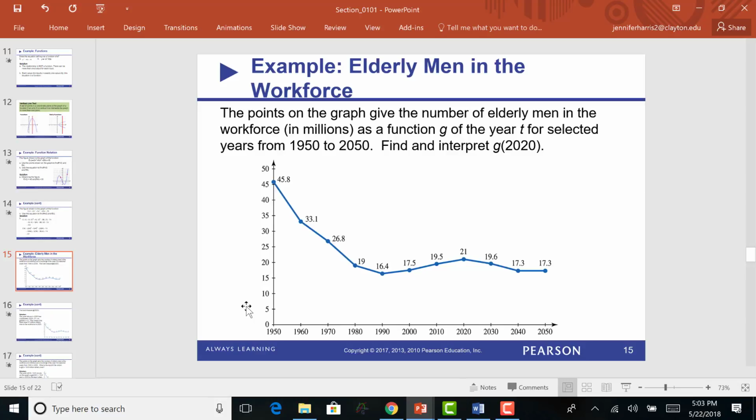Let me give you a hint here. Usually T will be time: seconds, minutes, hours, days, years. So time is usually your input. T is input, G is output. We're looking at years and how many elderly men were in the workforce in a particular year. If I look at 1950, how many elderly men were in the workforce? 45.8 million. What happened in 1960? It declined to 33.1.